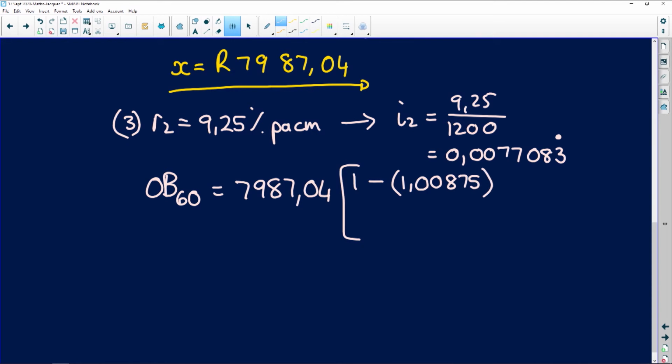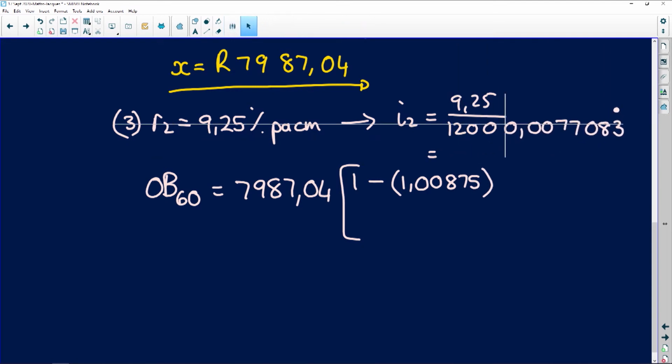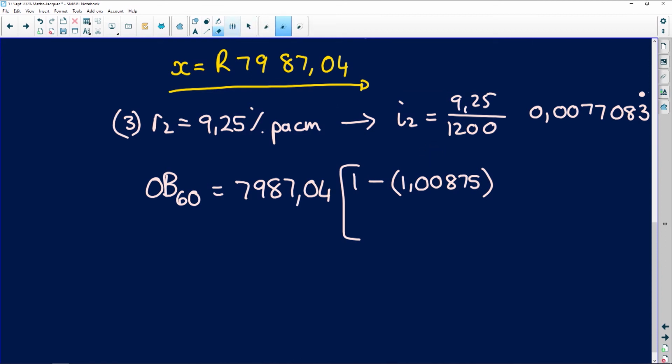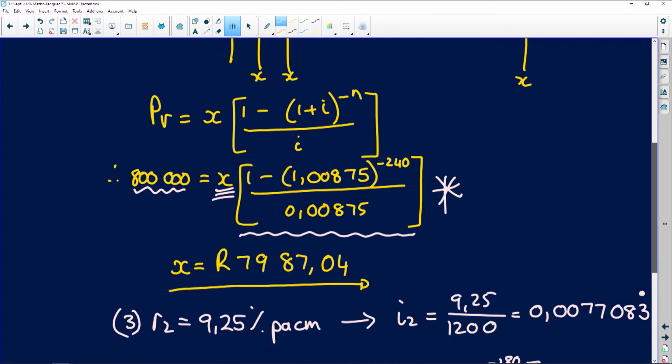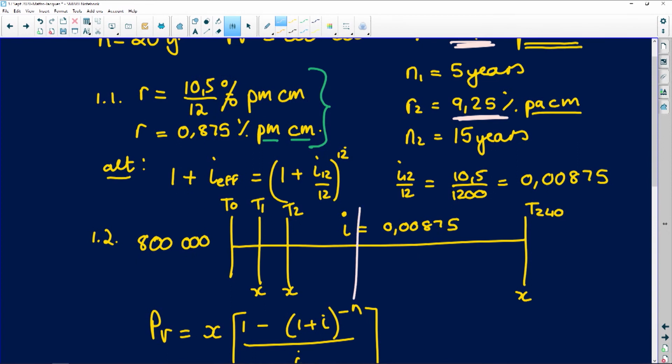0.00875. Let me just move that one away a bit. I'm going to put it there on the side. Okay, so we've got our period is 180. There's 180 of those payments that did not happen. So the outstanding balance at timeline 60 is, if I go back to my timeline, we made up to timeline 60, so these last ones must all come back to that point for us to reschedule our loan.